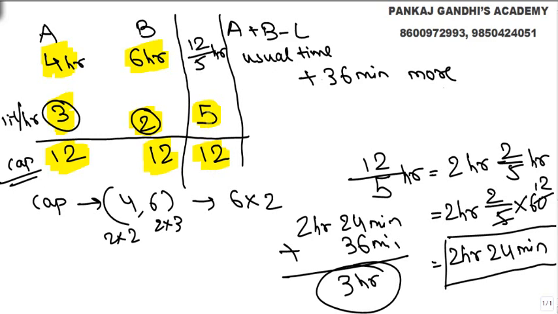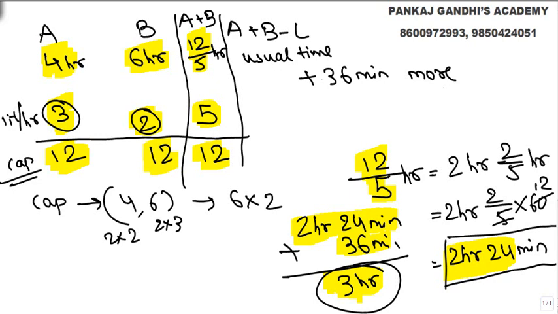Total they have to fill 12 liters. So in how much time? 12 by 5 hours. Means if no leakage is there, just A and B are filling in 12 by 5 hours, that is 2 hours and 2/5 of an hour, that is 2 hours 24 minutes. That's the time they need if no leakage is there. But because of leakage, they need 36 minutes more today. So time needed is 3 hours to fill the whole tank. Today because of leakage, the time needed is 3 hours.